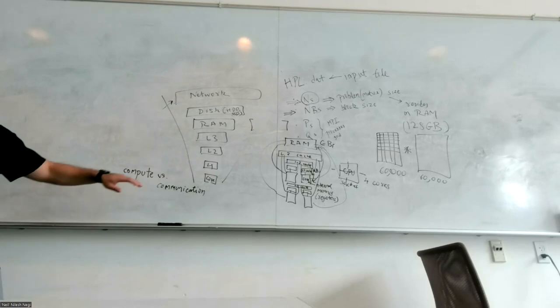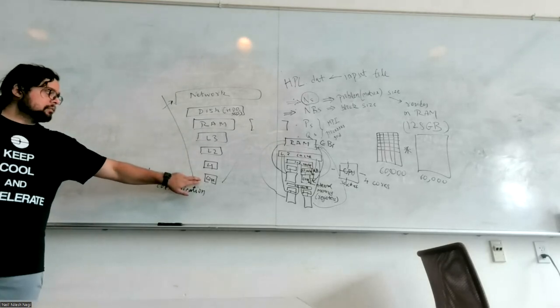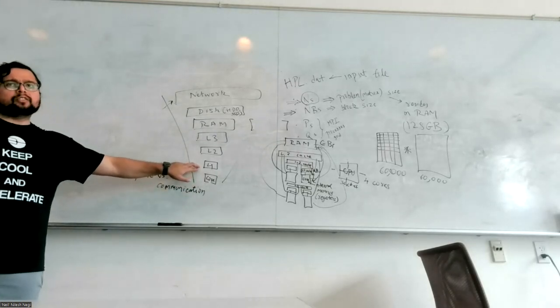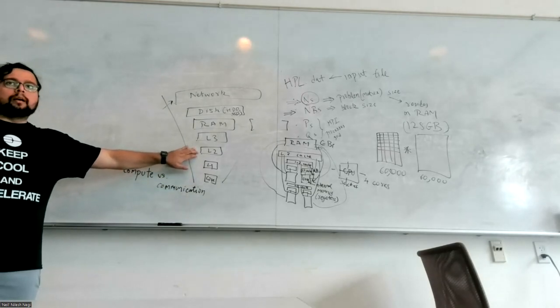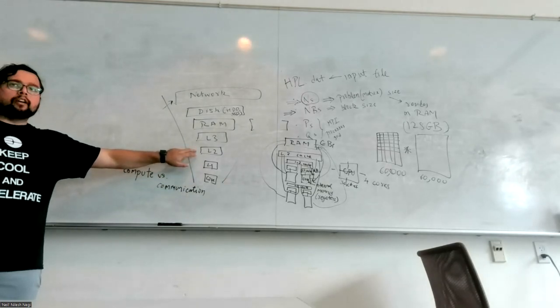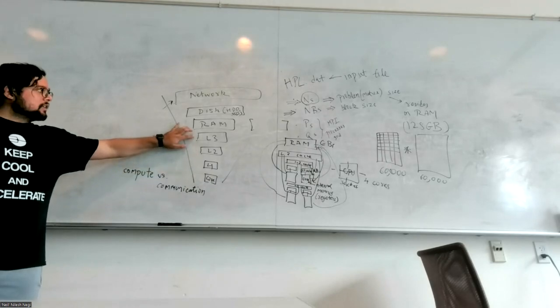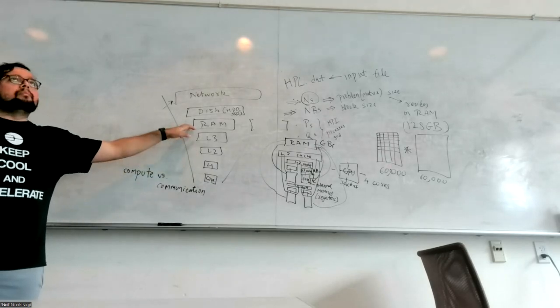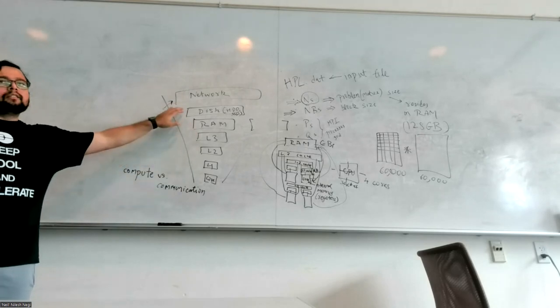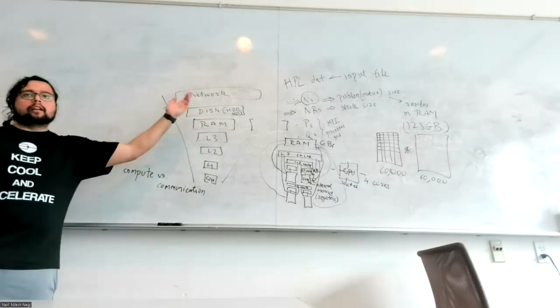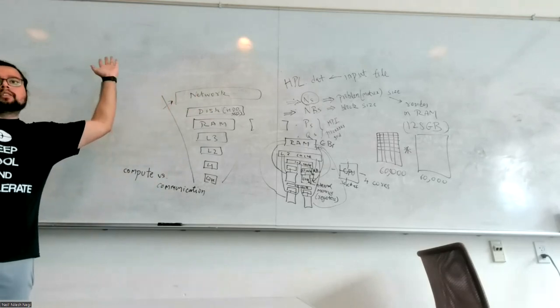This is at the nanosecond level, like hundreds of nanoseconds, tens of nanoseconds. This will go probably to the microsecond range. And this will be probably the millisecond range. From disk will be much higher, depending also on flash or hard disk. Network is very much higher.